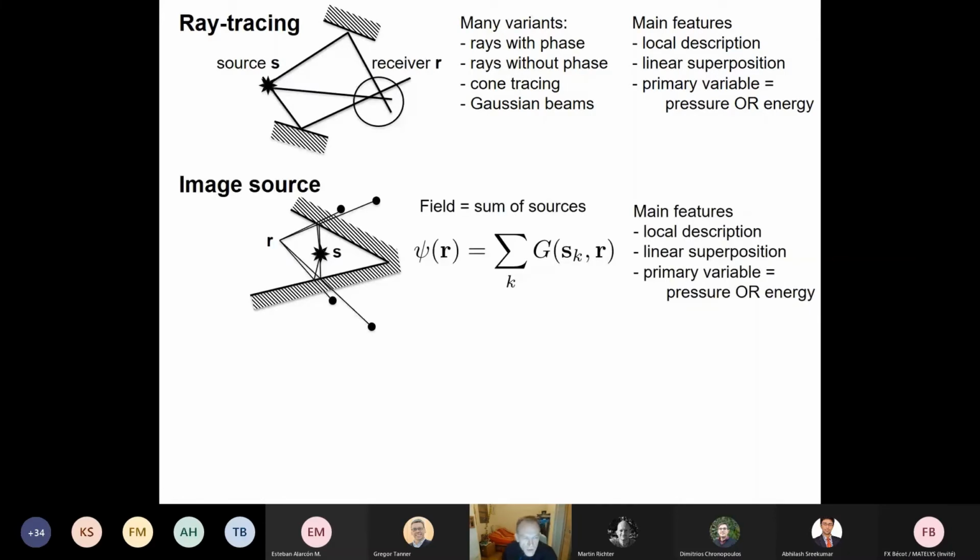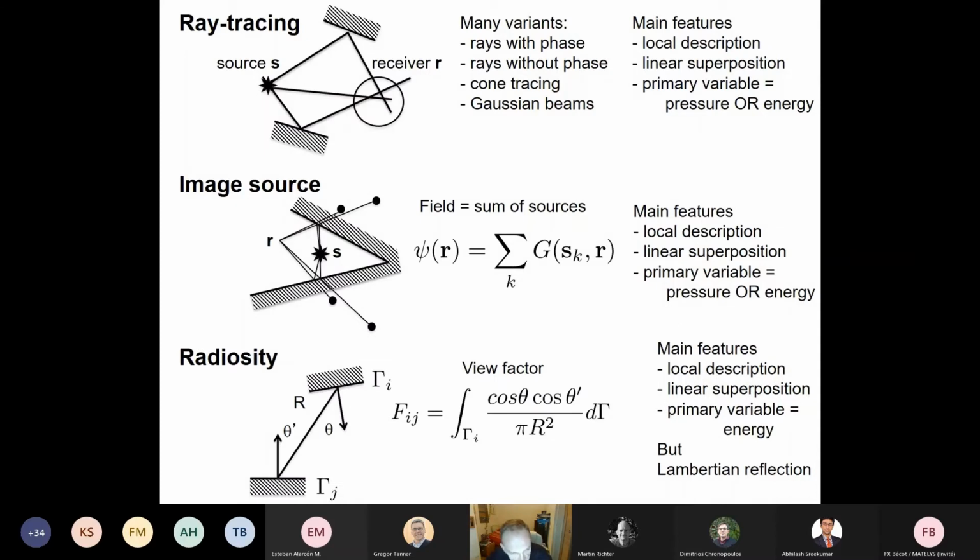The second numerical approach is the image source approach, and in some special cases it is possible to solve geometrical acoustics equations by this technique. And again, the main features are that we have a local description, linear superposition, and the primary variable is again pressure or energy.